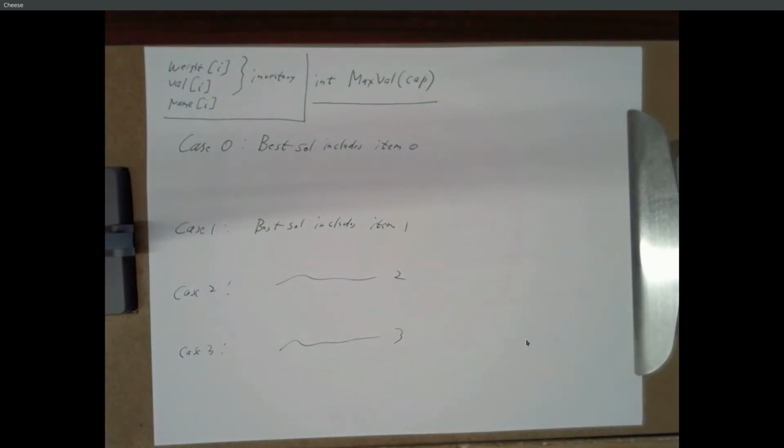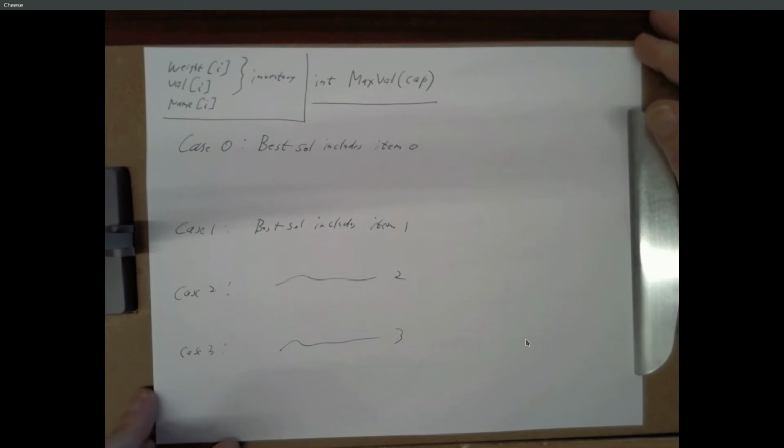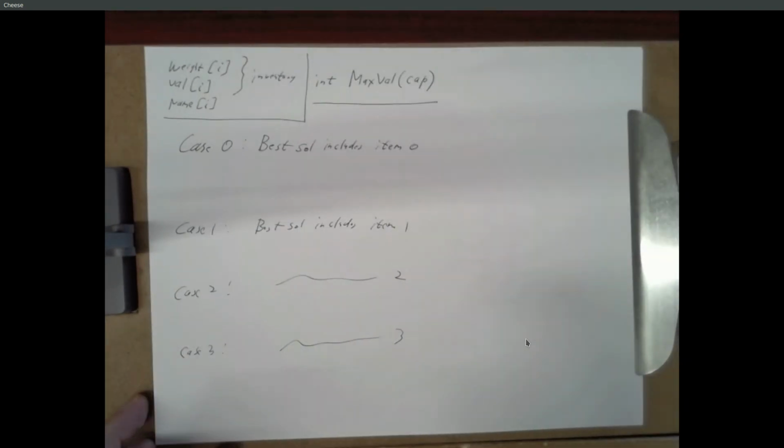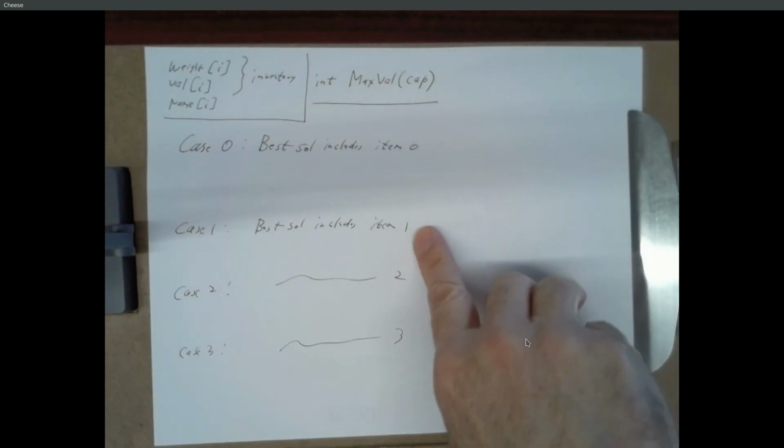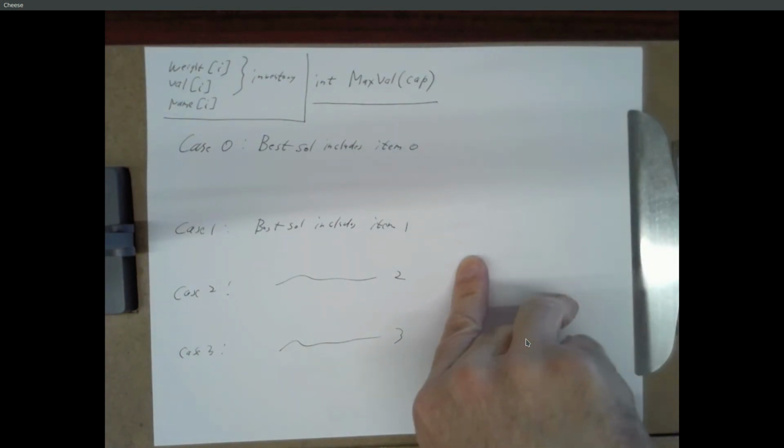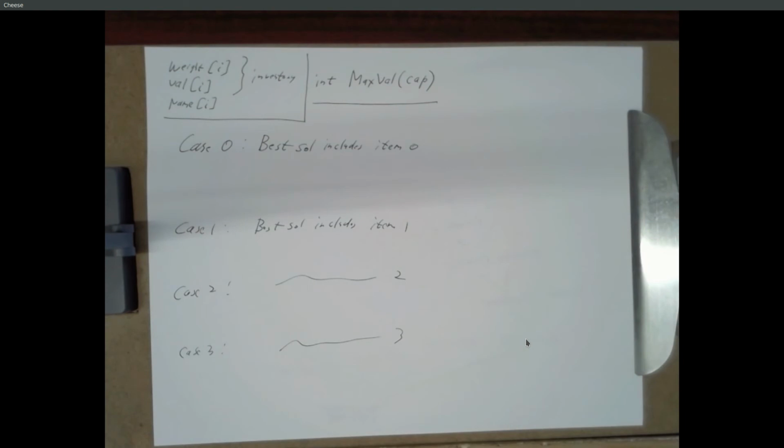And these may overlap, don't worry about that. The only argument at this point is that whatever the best solution is, it's got to include at least one of items 0, 1, 2, or 3. Does that make sense?